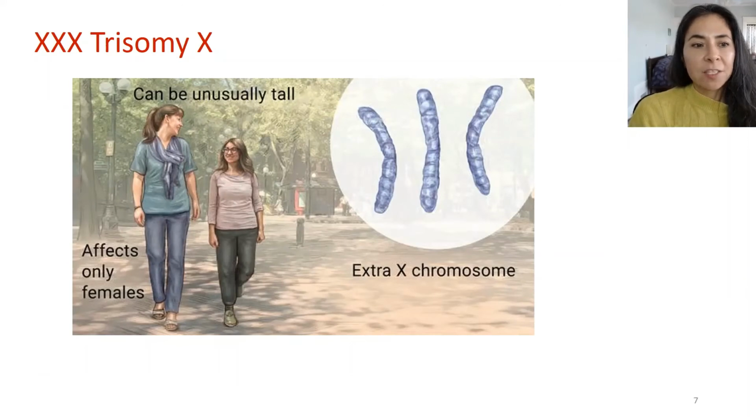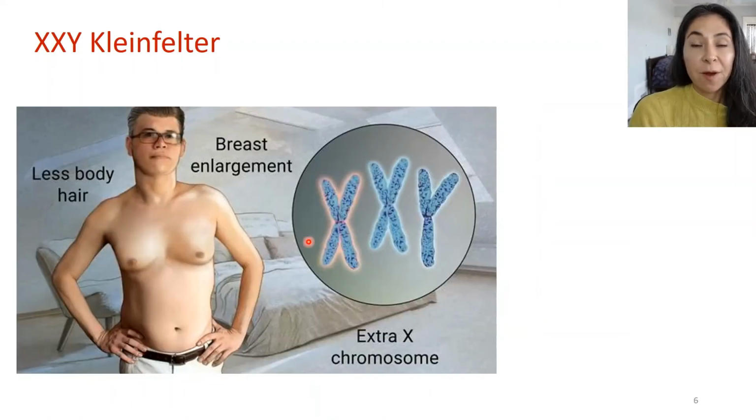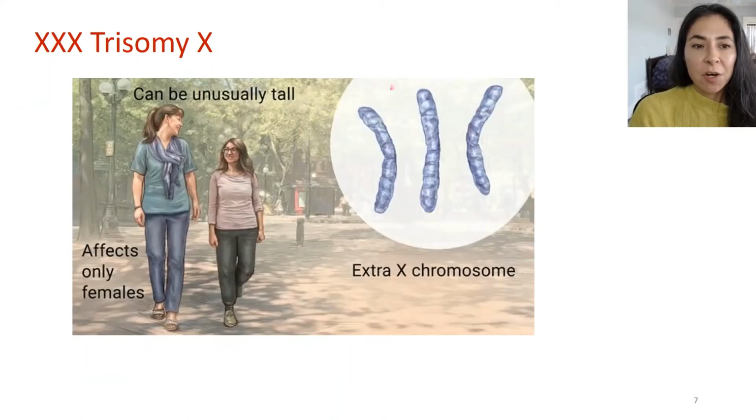So here's a Trisomy X female. Again, she has an extra X chromosome. This is before replication. In the previous picture, we see replicated chromosomes. So these are non-replicated chromosomes. And she just tends to be tall. That's really kind of it. There's not a huge phenotype associated with having an extra X chromosome.